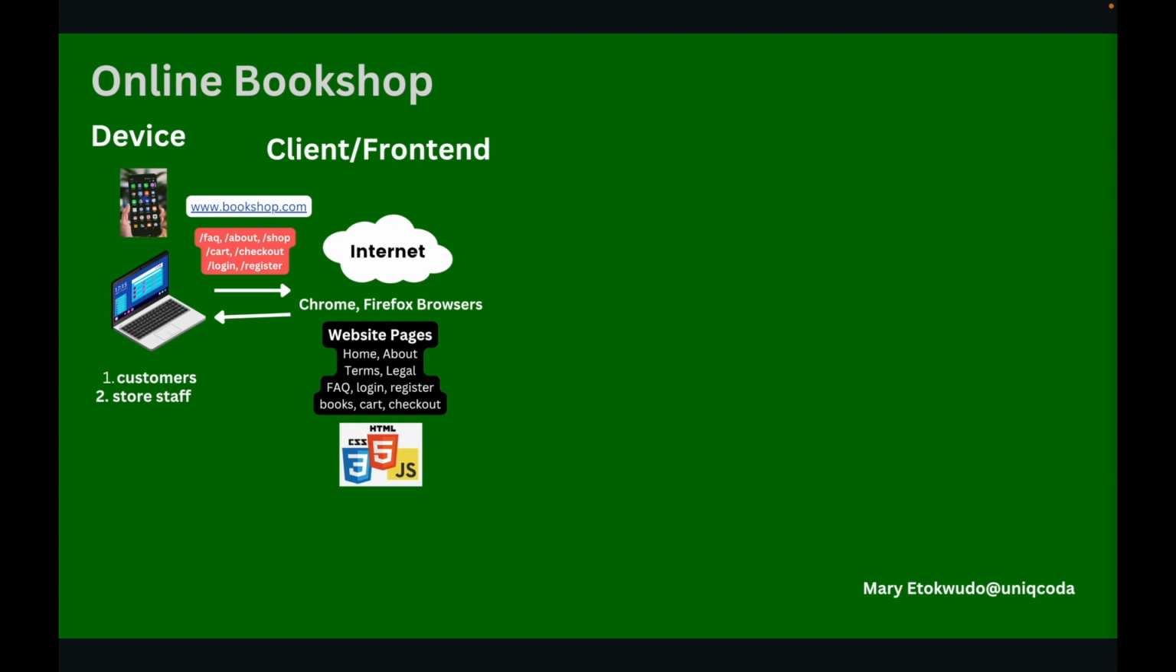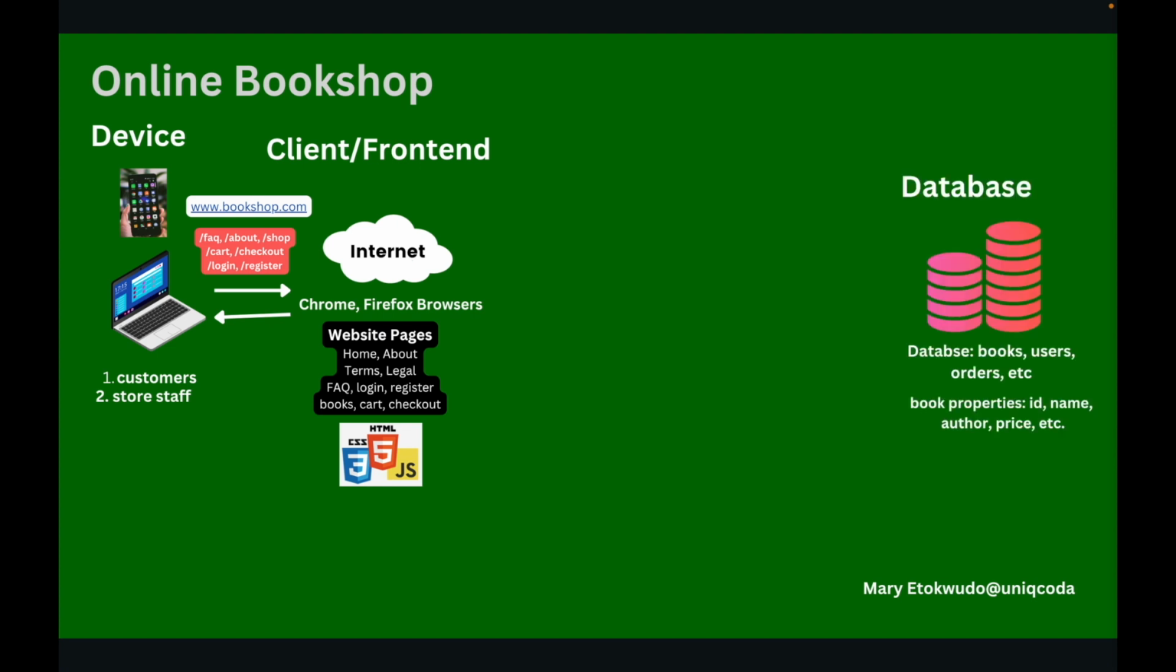This is what makes each user experience unique, and this is backed up by something else that is not on the front end. All that information is gotten from something called the database of the application, and this is where we store information such as books, users, orders, checkout information, and all that. And each of these items, which in this case we'll call objects, have their own properties. So a book has a name, an author, a price, maybe a published date, and so on and so forth.